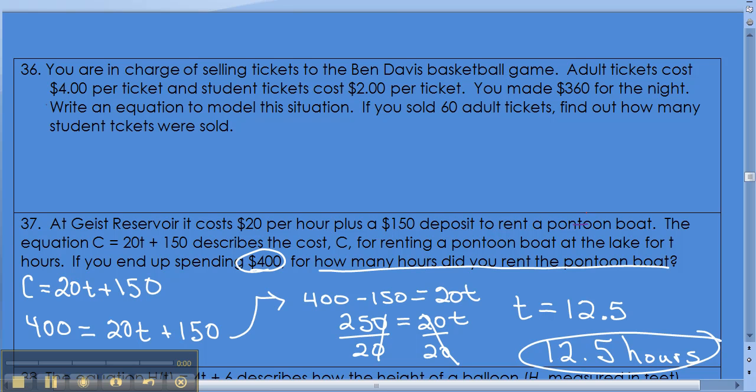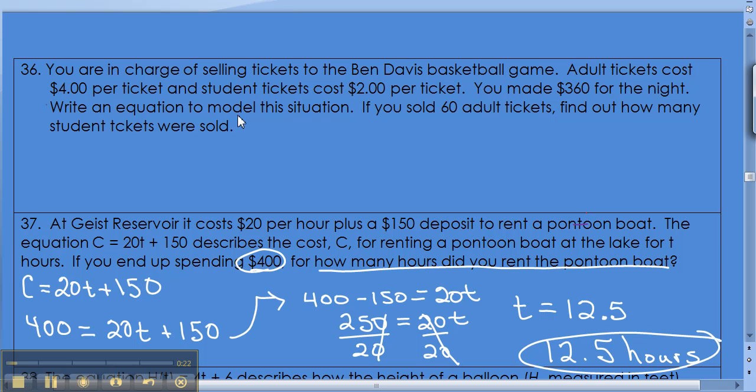Number 36. You are in charge of selling tickets to the Ben Davis basketball game. Adult tickets cost $4 per ticket and student tickets cost $2 per ticket. You made $360 for the night. Write an equation to model this situation. If you sold 60 adult tickets, find out how many student tickets you were sold.